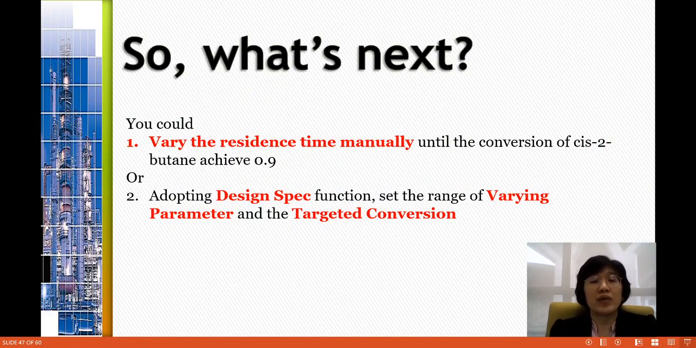So what should we do next? Before we do the next step, let's have a 5 minute break and we'll continue to use a new function here, the design spec.